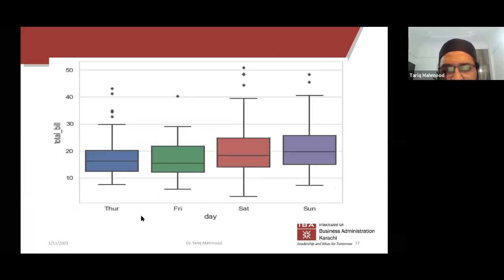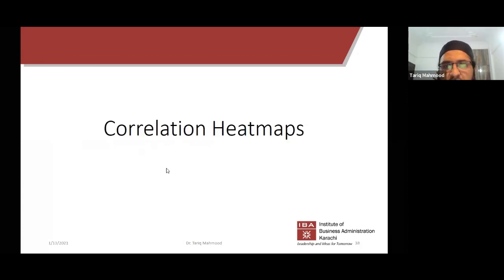So I have 4 box plots for 4 different days. I'm showing the total bill received. So you can see that the median bill received across the 4 days is almost the same, but there are a few outliers for Saturday and Sunday. So people are paying more on Saturday and Sunday as compared to Thursday and Friday. So I can compare across like that by making different box plots.